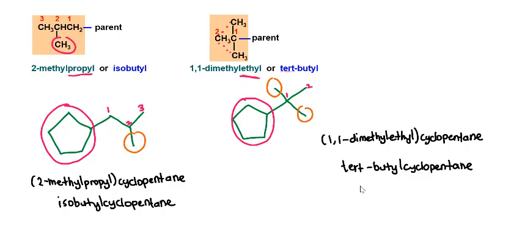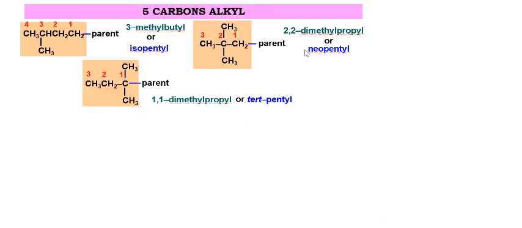So again kalau kita ada another substituent, katakan kalau kita nak tuliskan dia punya nama, T ni tak termasuk dalam alphabetically order. So untuk tert-butyl, B ni yang masuk dalam alphabetically order. Okay, last but not least, kita ada 5 carbons alkyl. For the 5 carbon alkyls, kita ada 3 jenis.